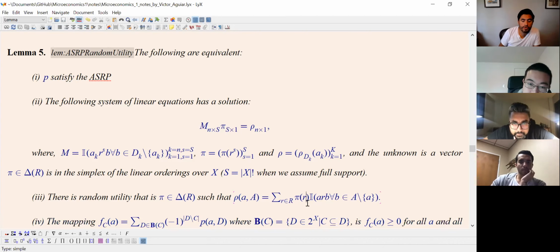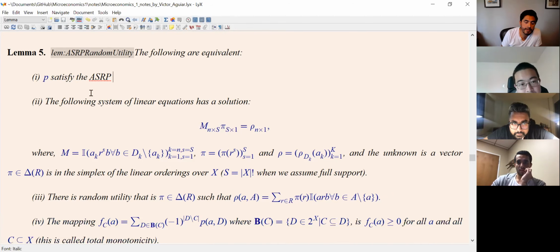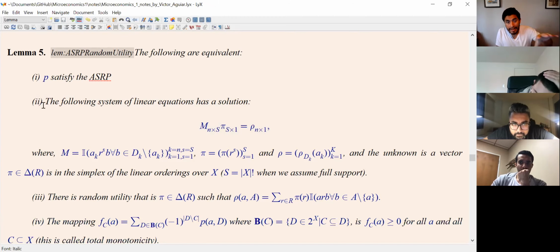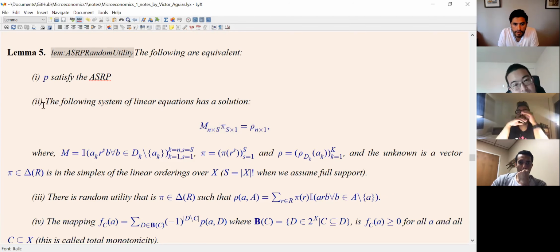Now it turns out that the axiom of stochastic revealed preference is equivalent to having at least one solution to this system of equations. So this item 2 here is like the Afriat inequalities. This is something you can go into MATLAB and compute. Do you agree? I'm going to tell you an example in a bit.